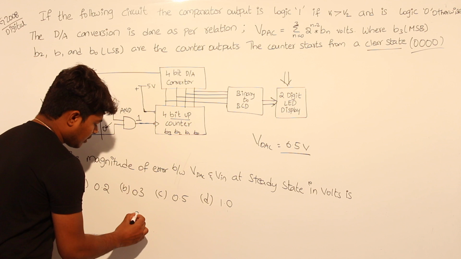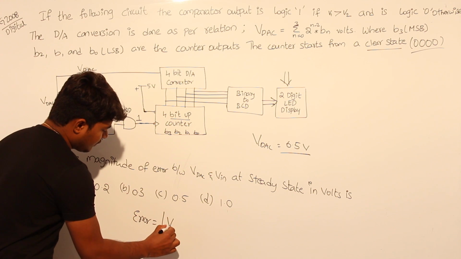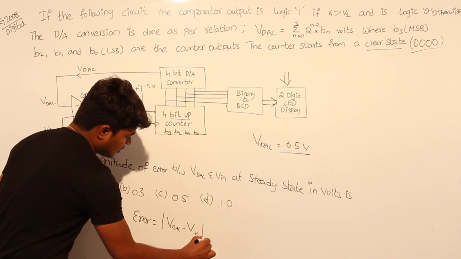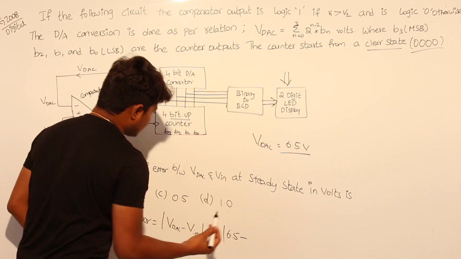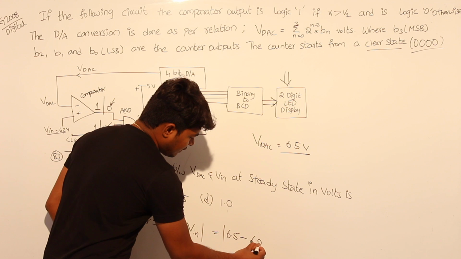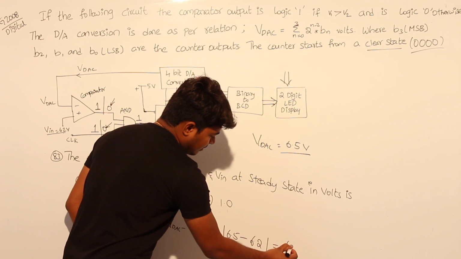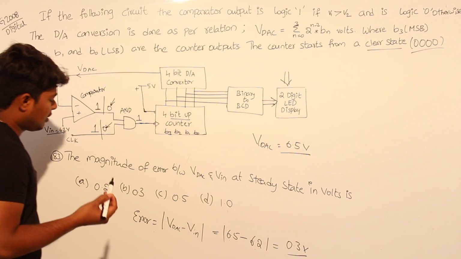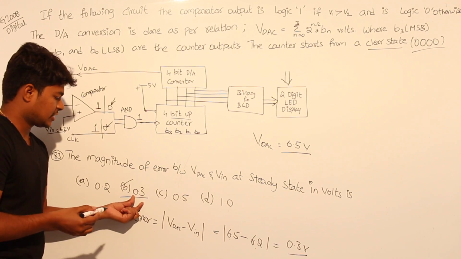Now they are asking for the magnitude of the error. We can get it as error equals mod of VDAC minus Vin. VDAC is 6.5 volts minus Vin, which is 6.2, given in the question itself. So the answer will be 6.5 minus 6.2, that is 0.3 volts. If you see the options, option B is the correct answer for this question.